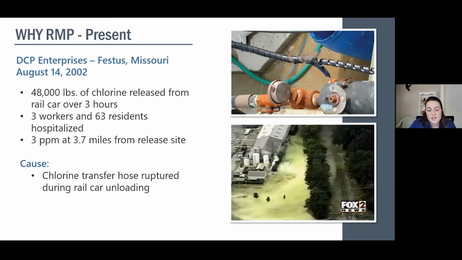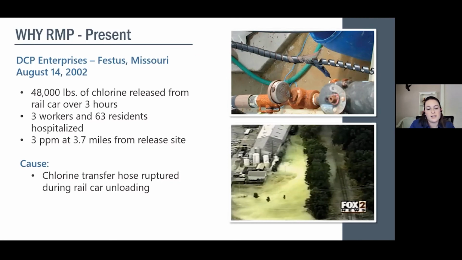Finally, I started the presentation by talking about an accident that happened in the 1980s, which stemmed these regulations to come out. But just because the chemical safety provisions and process safety management provisions have come out, it doesn't mean that accidents don't happen anymore. So I've picked this example, it happened in 2002. What happened was a chlorine transfer hose ruptured during a rail car unloading and released 48,000 pounds of chlorine over the period of 3 hours.